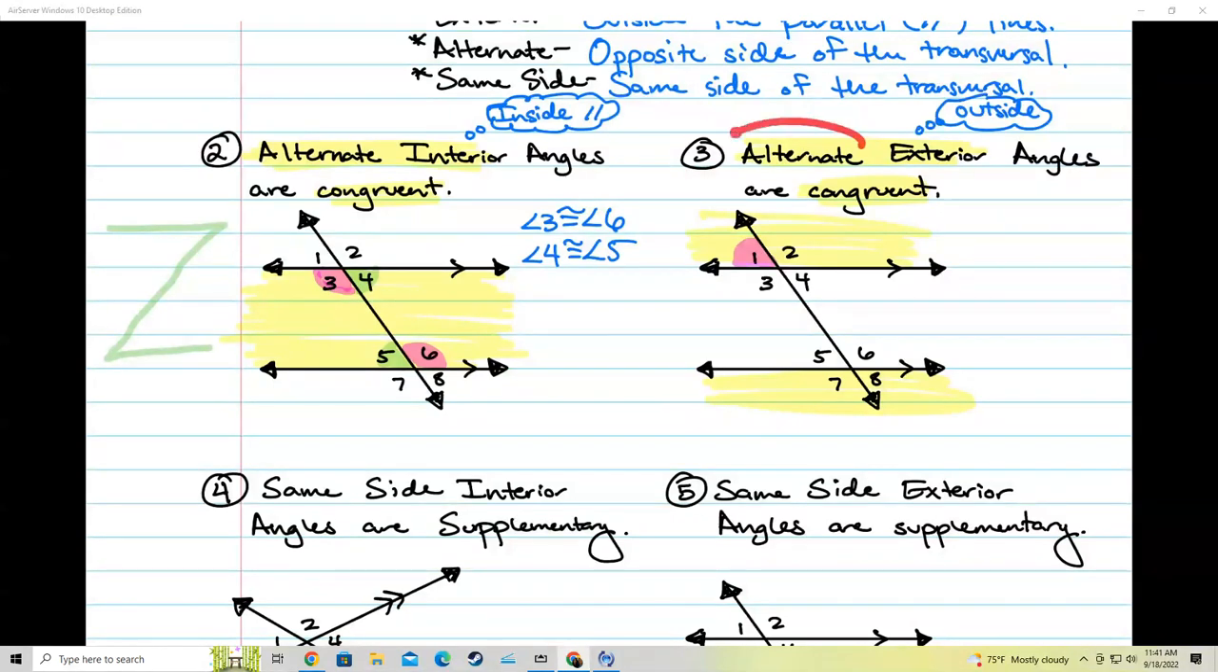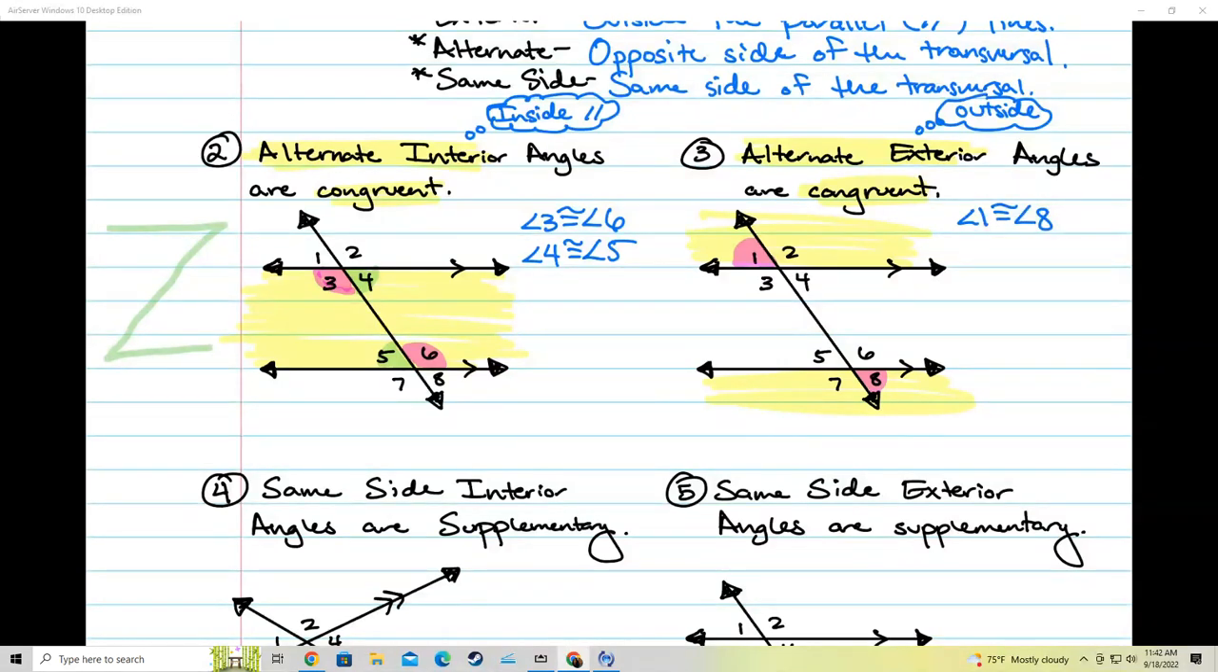Again, I need to be on alternate sides. So here is my transversal. Here's angle 1. I need to alternate, which means I need to flip over side. But not only do I need to flip over that side, I want to go on the complete opposite side, which means I'm going to match up with angle 8. Angle 1 and angle 8 are alternate exterior angles. And since they are alternate exterior angles, this theorem says that they are congruent. So I can say that angle 1 is congruent to angle 8.